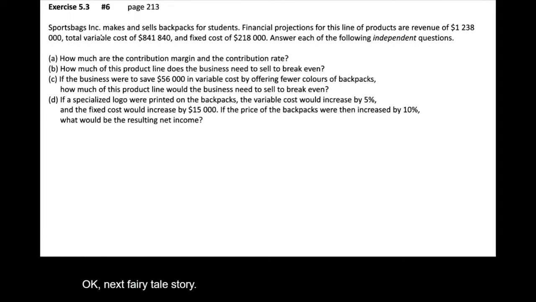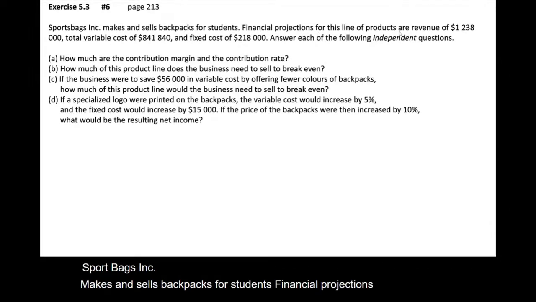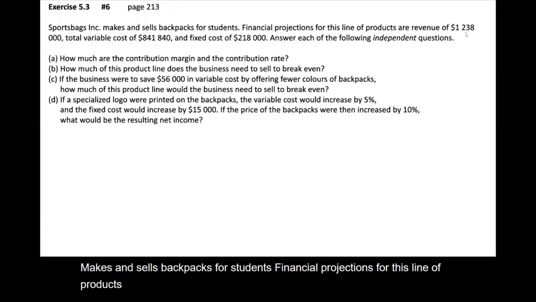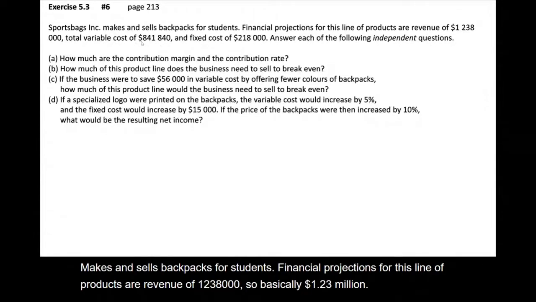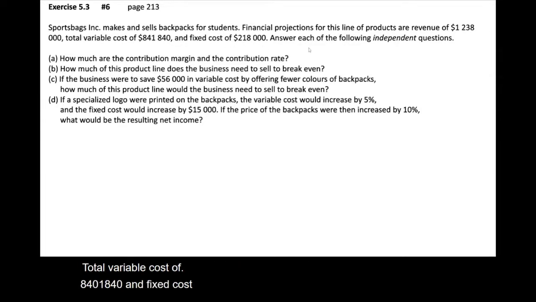Sport Bags Inc. makes and sells backpacks for students. Financial projections for this line of products are revenue of 1,238,000, so basically $1.238 million, total variable cost of 841,840, and fixed cost of 218,000. Answer each of the following independent questions.